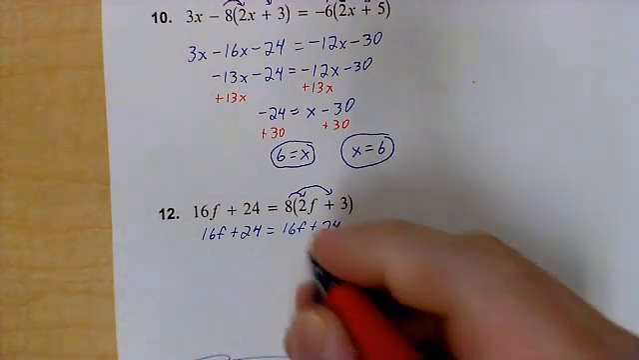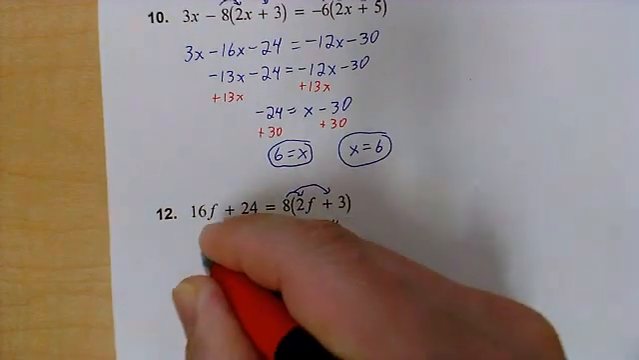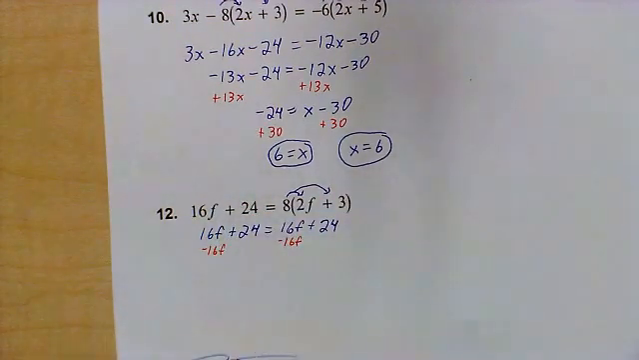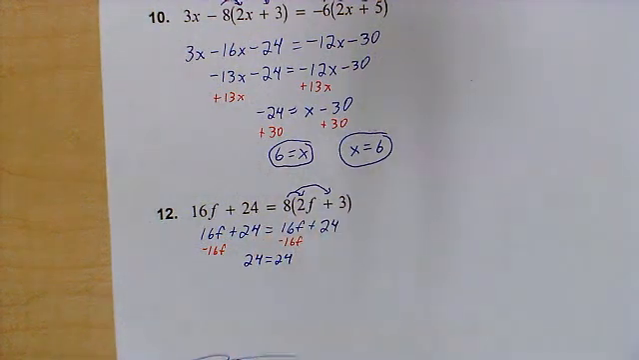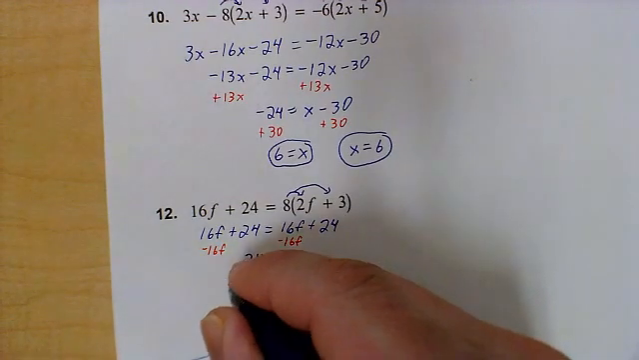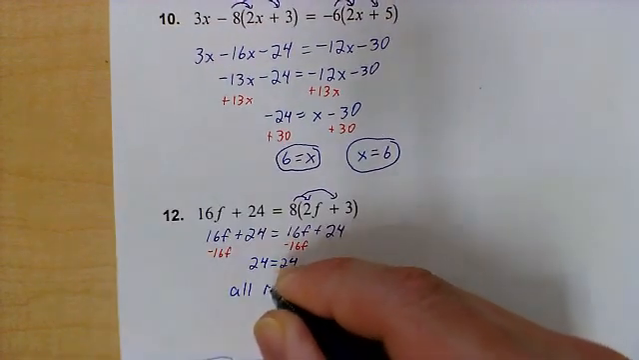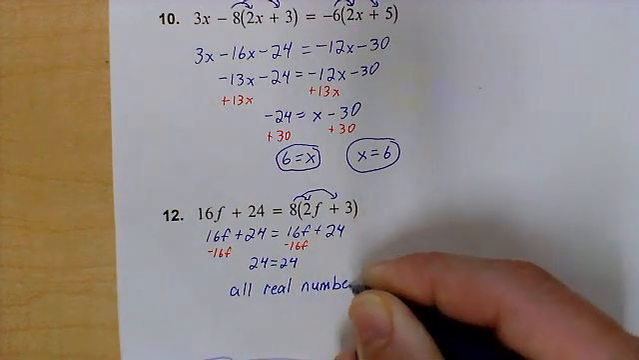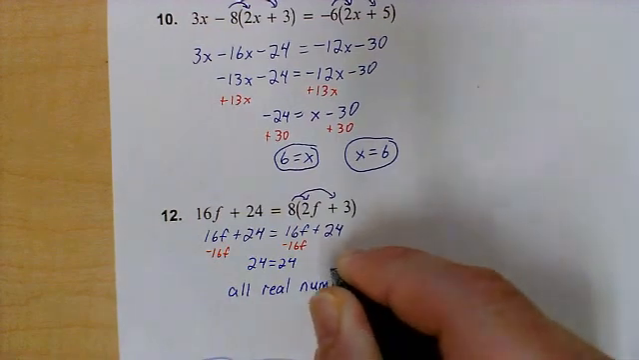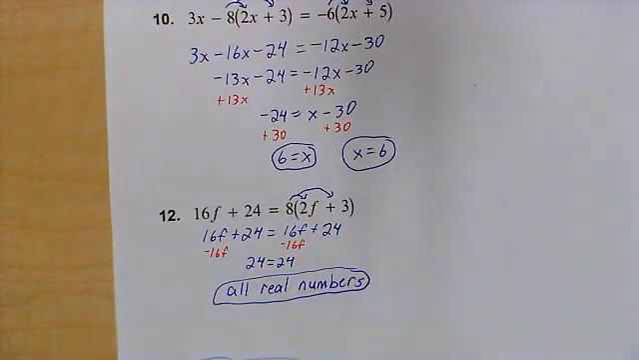In fact, you don't have to do this next step. I would already know what the answer is going to be. If I'd subtracted 16f, I'd end up with 24 equals 24. Again, identity property. What that means is that you have all real numbers as your solution. f can be any real number, and it would be a valid solution to the equation. There's another way to say this that you'll see is infinitely many solutions, so watch out for that.